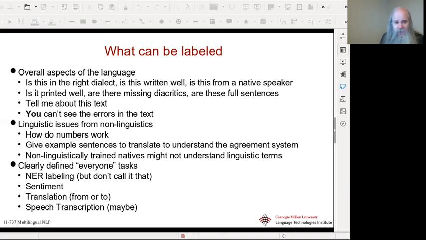Make sure that you have clearly defined tasks, things that are reasonably easy to understand. So you can't talk about NER labeling to people who've never considered it before, but you can talk about proper noun labeling, so people names and place names, and that works pretty well. Okay. Sentiment probably works quite well. You can get away with it. Translation works pretty well, but always be aware if you're getting people to translate things into their native language.